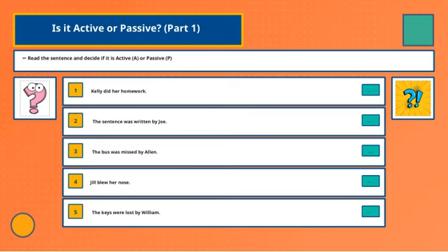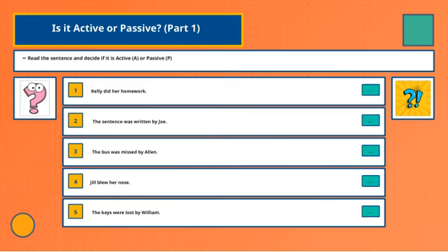For instance, the sentence "was written by Joe" puts the emphasis on the sentence itself, not on Joe. Let's look at the third example. "The bus was missed by Alan." Now, notice how Alan is the one who missed the bus, but the sentence emphasizes the bus being missed, making it passive. Similarly, "Jill blew her nose" is straightforward.